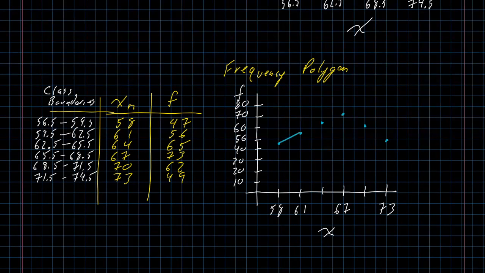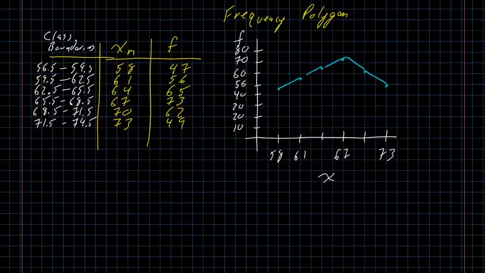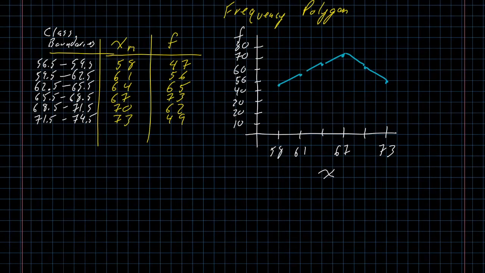Right? Put your dots in, connect the dots, and you get a curve that looks like that. It's the same idea, it's giving us the same data. But again, frequency polygons are very useful when you have a lot more classes, especially when you have more classes than you can fit as individual tick marks going left and right.